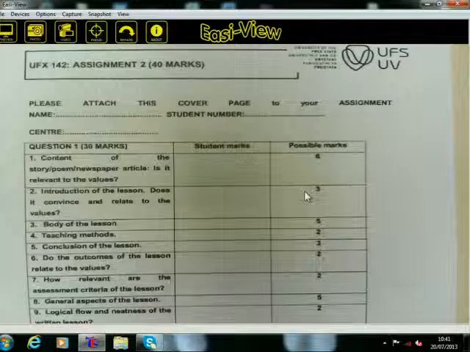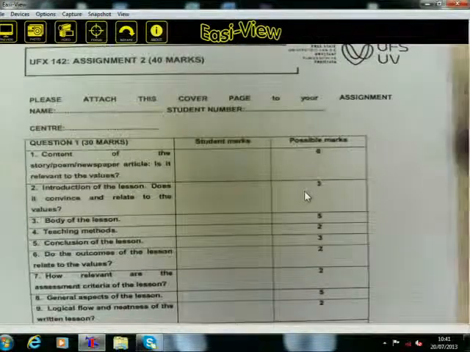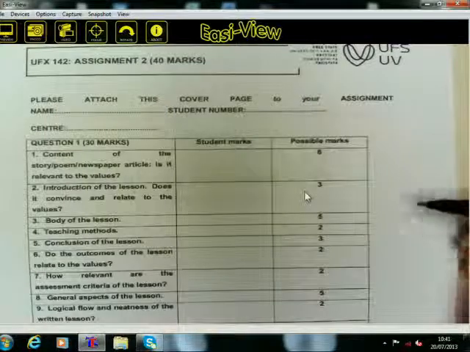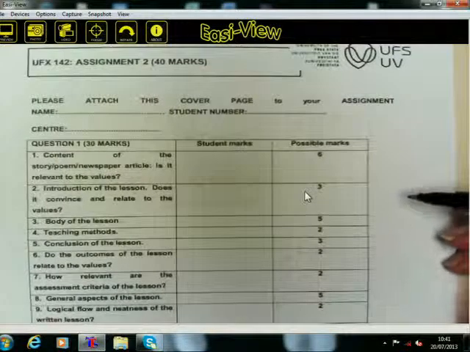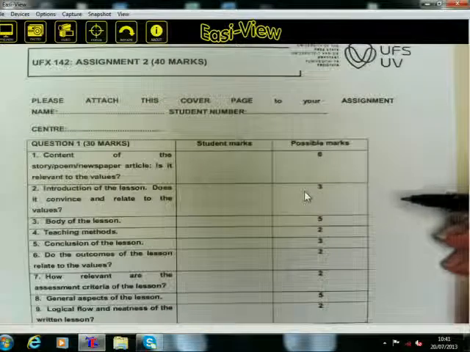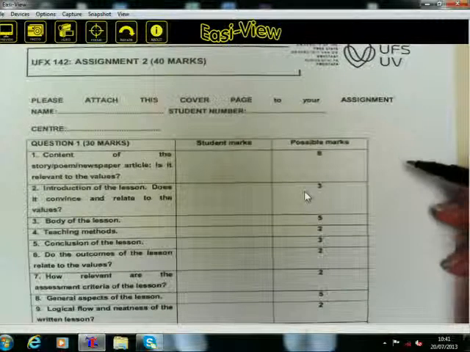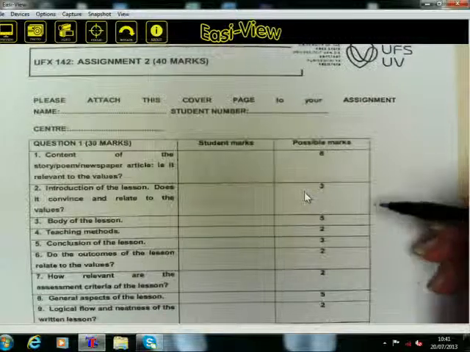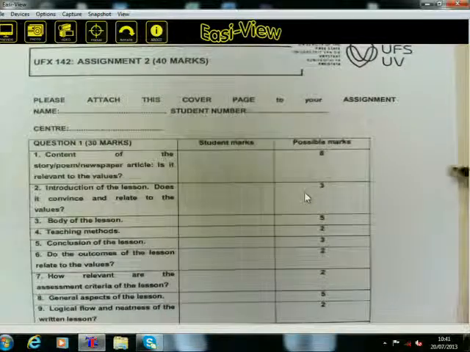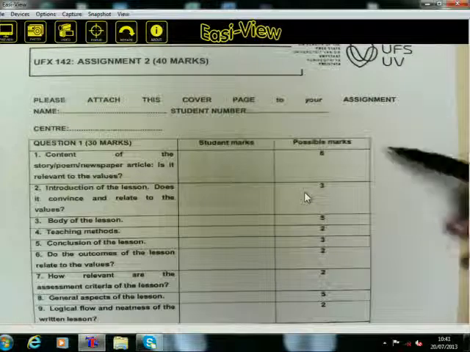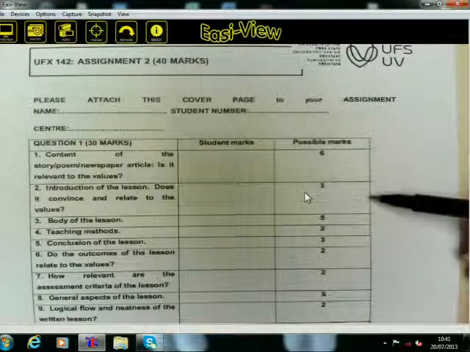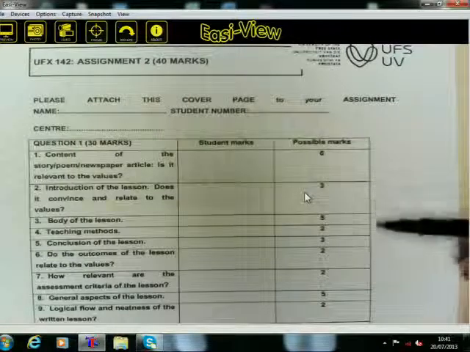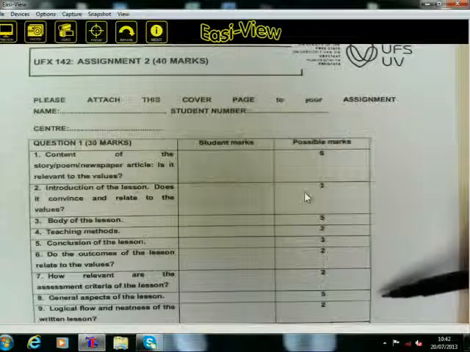Assignment two is maybe the assignment that the students find the most difficult, because again, it has to do with the working out of a lesson. Now, I understand that these days lessons are provided by the Department of Education, so this is going to be an exercise where they have to think for themselves. They have to look at the content of a story, a poem, or a newspaper article, and they have to work out a lesson around that.